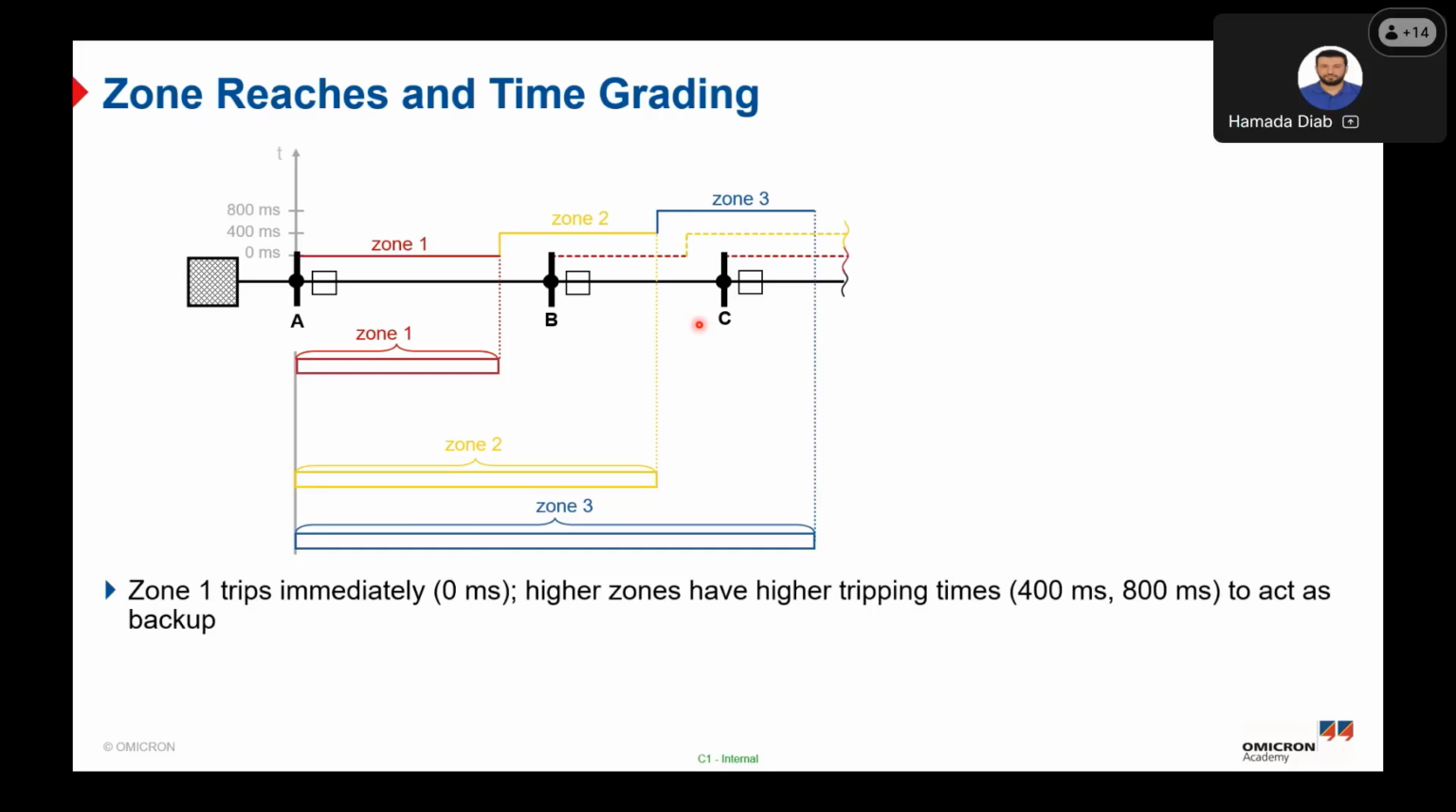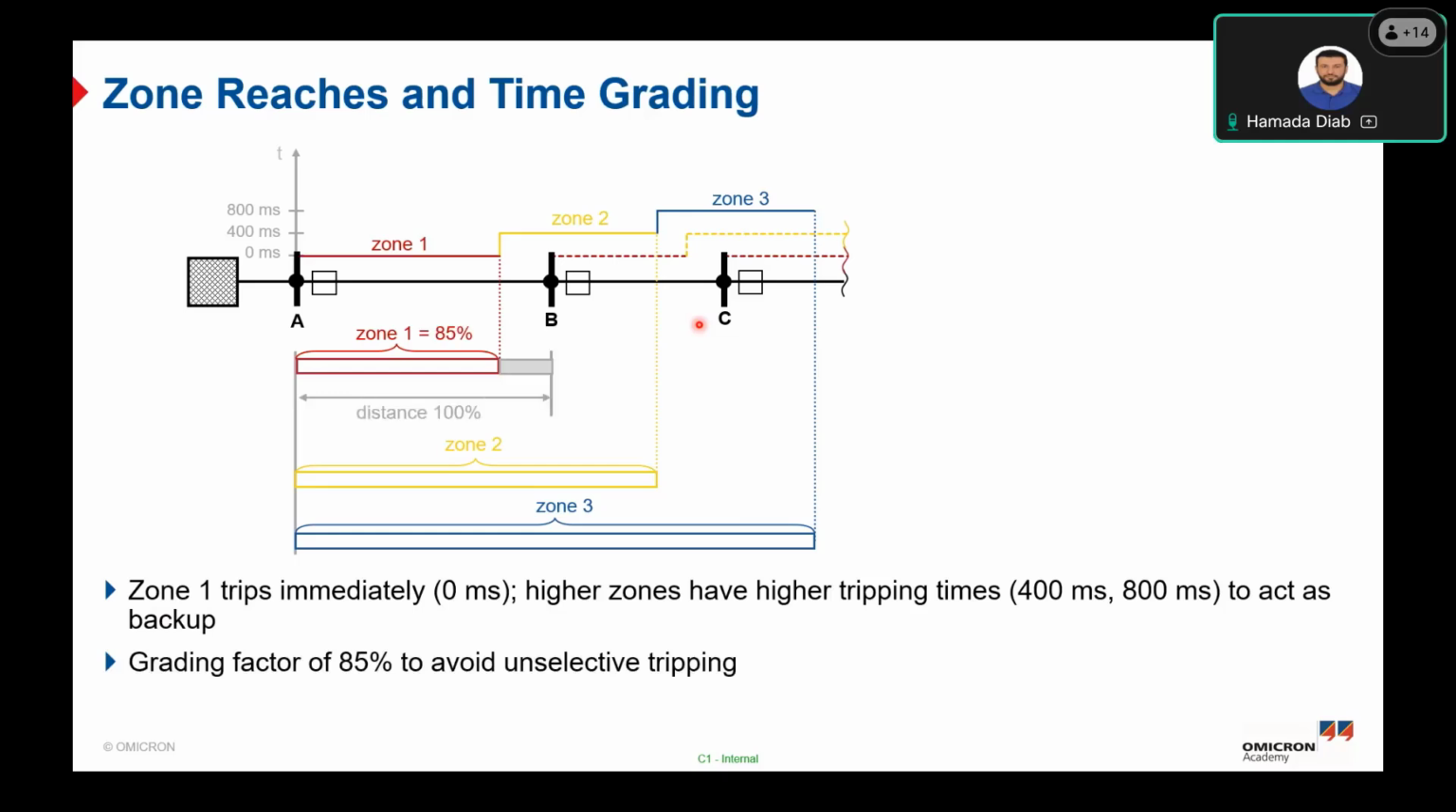Okay, so the higher zones will have higher tripping times, just to allow the main protection to act as the main protection and to trip instantaneously. Otherwise, it will trip, but with a time delay equal to 400 or 800 milliseconds, and it will act as a backup protection in this case.